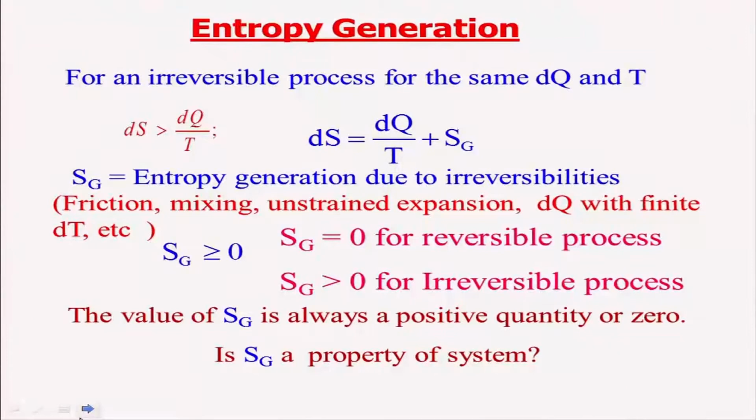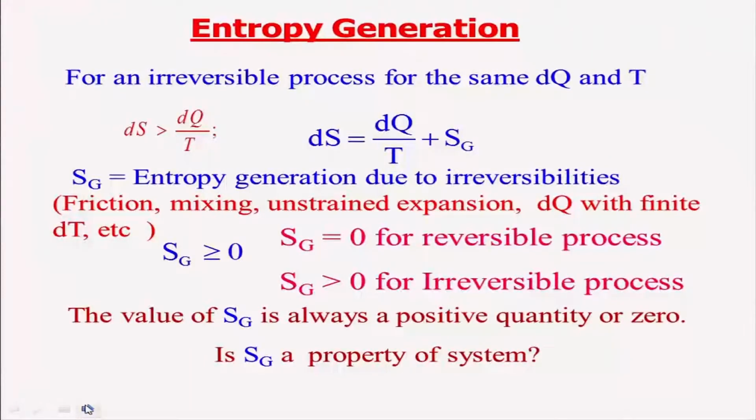So, the question then arises. We have learned that entropy is a property of the system, right, yes or no. Now, is this S_g a property of a system? Can it be? Actually it cannot be, because it depends on the path it takes.